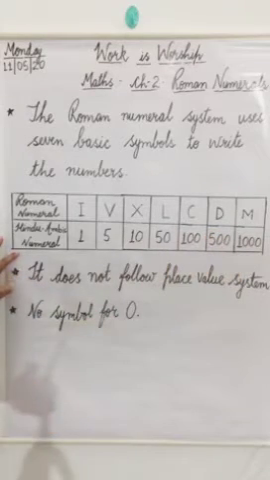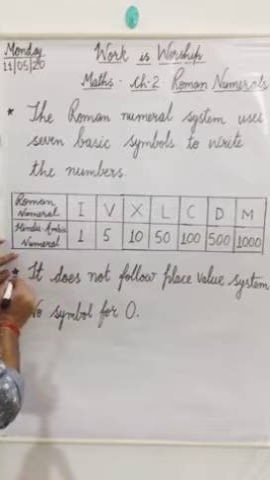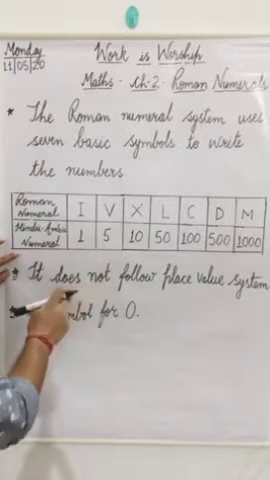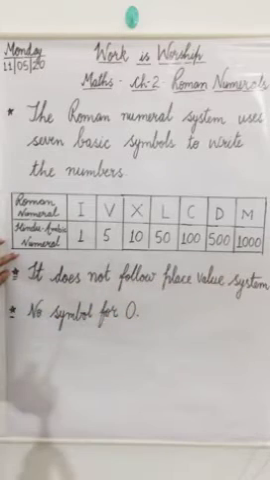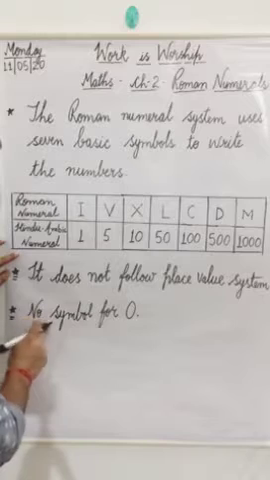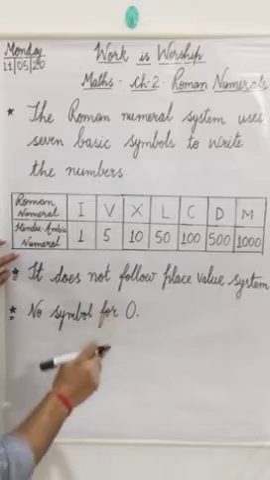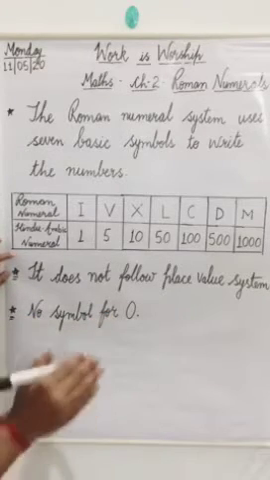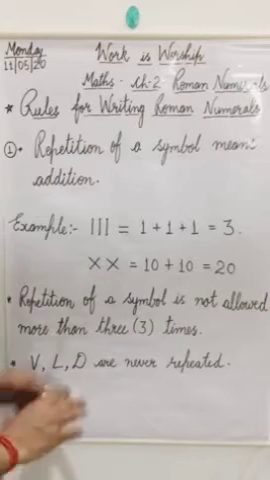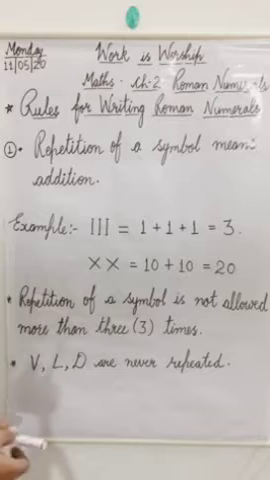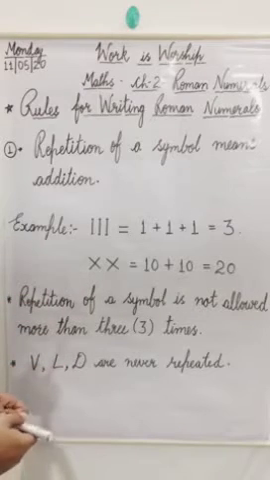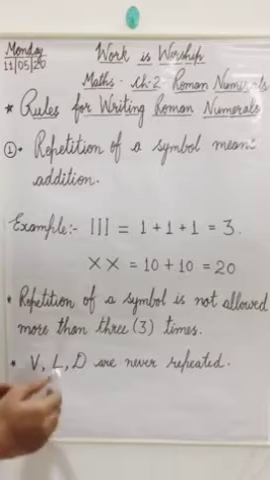Okay students, here are some points which are very important for us to know. The Roman numeral system does not follow the place value system. And one more important point is there is no symbol for 0. It means there is no symbol for 0 in the Roman numeral system. So before starting the formation of Roman numerals, it is very important for us to understand the rules and regulations of Roman numerals, by which we will be able to form the numbers.